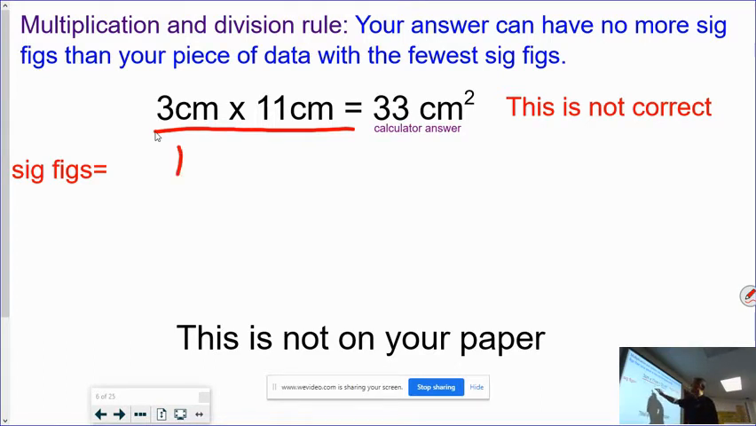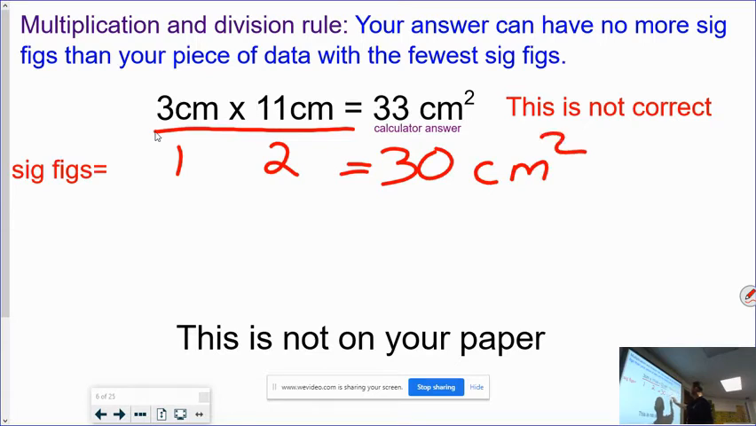Here we have 1 sig fig, and here we have 2 sig figs. So our answer could only have 1 sig fig in it. How do you write 33 with 1 sig fig? Well, you try to pick a number that's really close to 33 that has only 1 significant digit. So you could write it as 30.